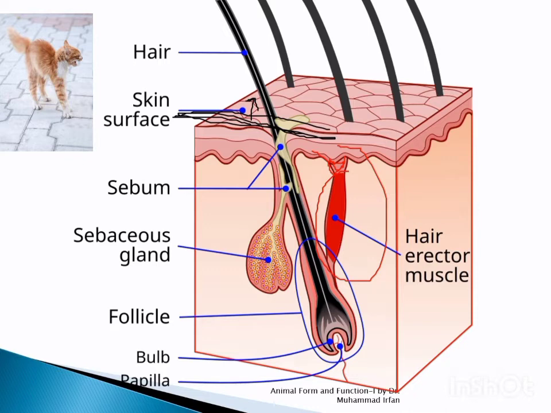Humans have few hairs on their skin, so there is hardly any benefit from goosebumps. They may be only an evolutionary trait, to get goosebumps during cold or frightening situations.